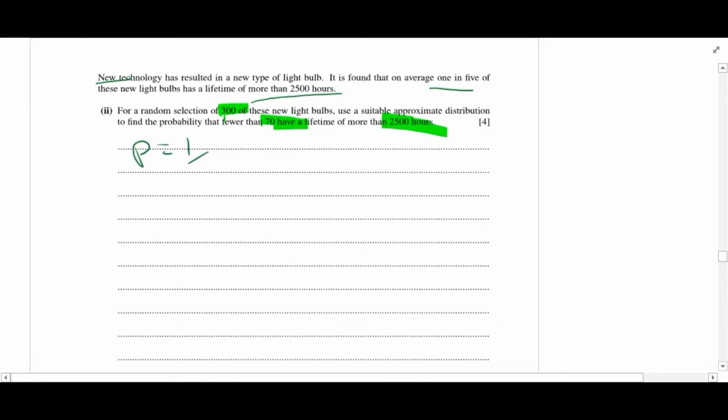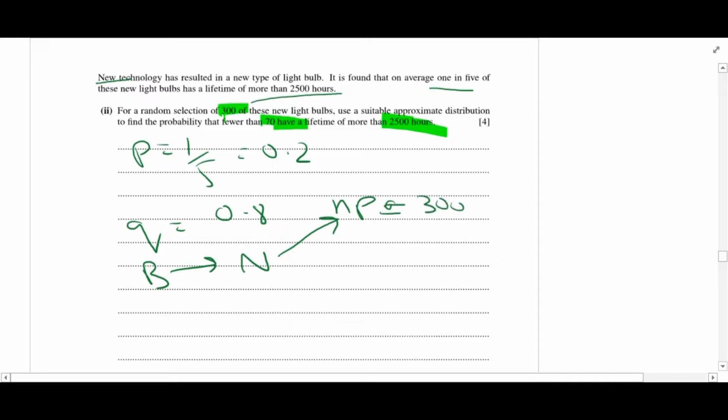Okay. Now, first we need to find the probability of success. The probability of success is 1 out of 5, so 1 by 5 is equal to 0.2. The probability of failure would be 0.8. So, first we need to approximate it. I'm going to approximate this binomial to a normal distribution.